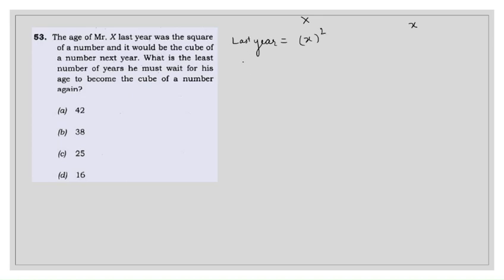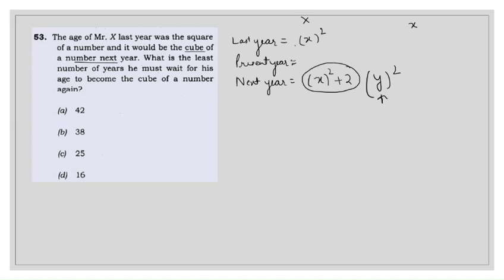And next year, what happens? We do not know the age in the present year. They say last year, present year, and then next year, which means next year the age will be x square plus 2. But what they say is that it would be the cube of a number next year. So y cube, where y is a number. For the moment we can just avoid this. What the question is basically saying is that the age of Mr. X last year was the square of a number, and it would be the cube of a number next year. What is the least number of years he must wait for his age to become the cube of a number again?